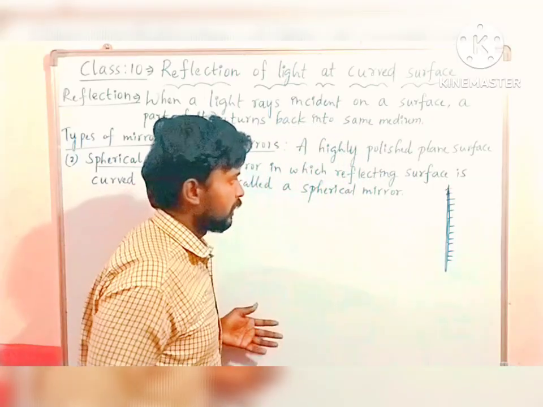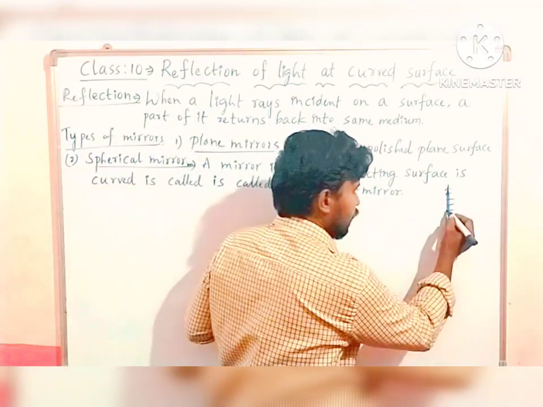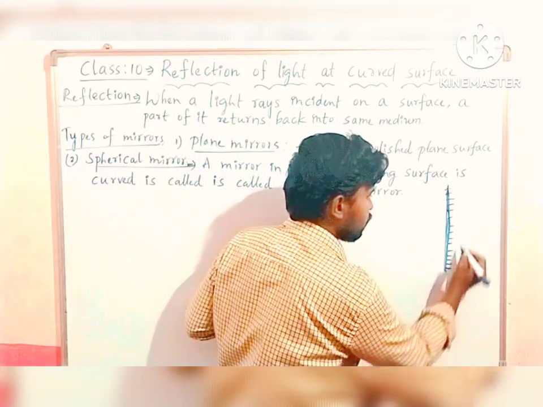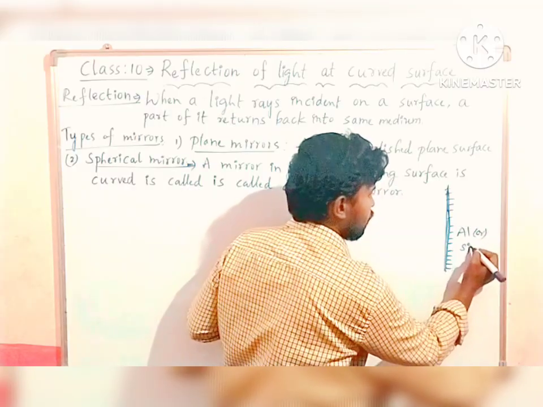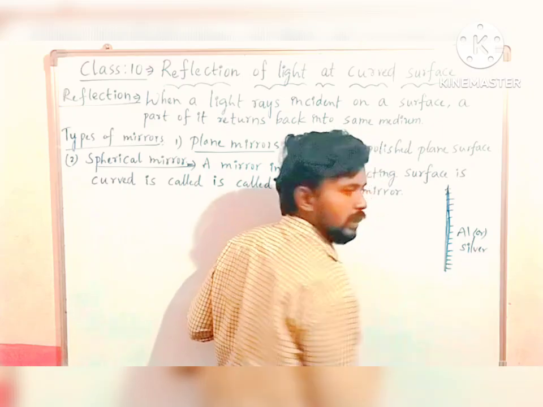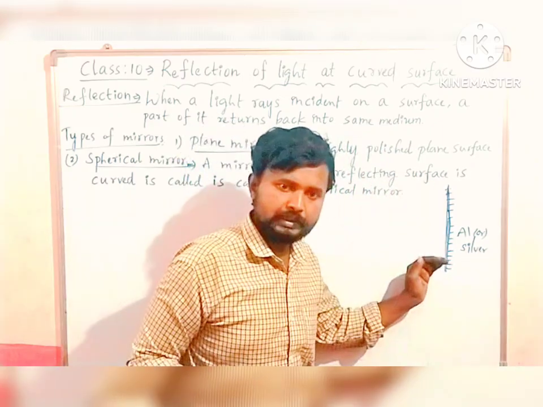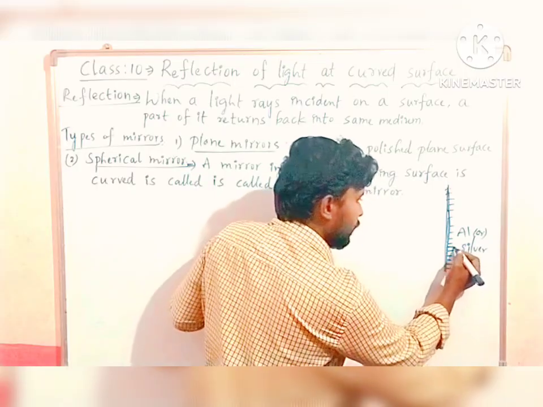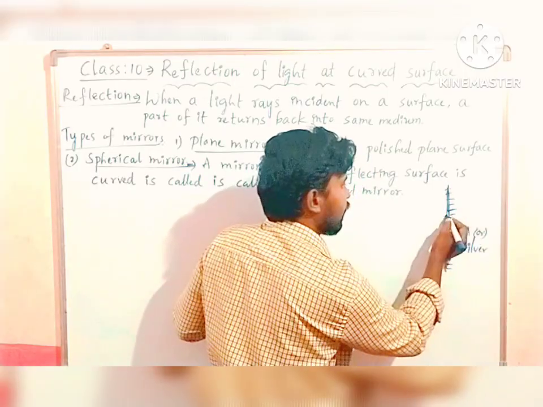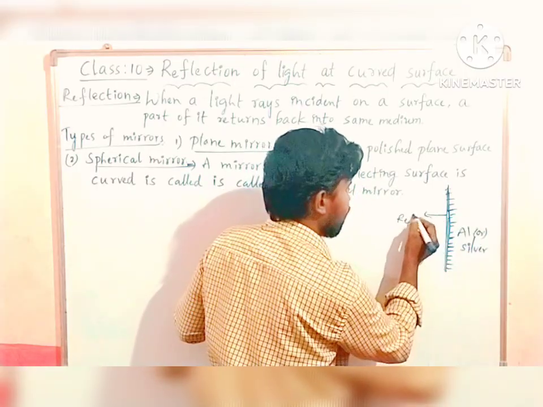How can we make a mirror? It is a glass. When we coat a glass with aluminum or silver, and after that paint one side, the other side will act as a reflecting surface. This is the painted side. This is the reflecting side.